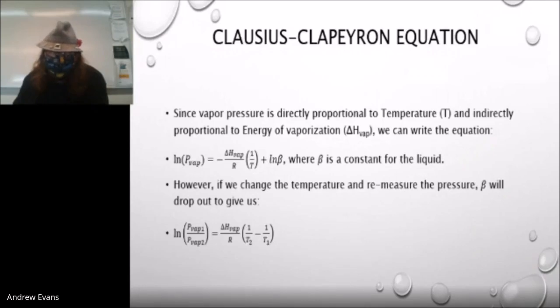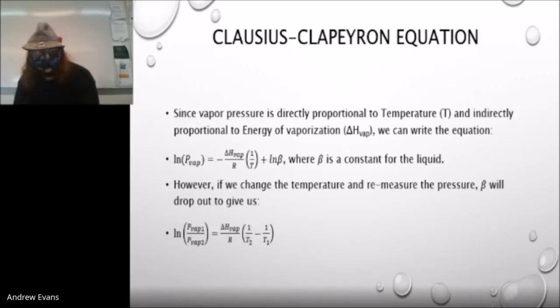So we can write an equation that says the natural log of P vaporization. That ln is our natural log, not the log base 10, but the log base e. Natural log of pressure of vaporization equals the negative enthalpy of vaporization over the gas constant R.